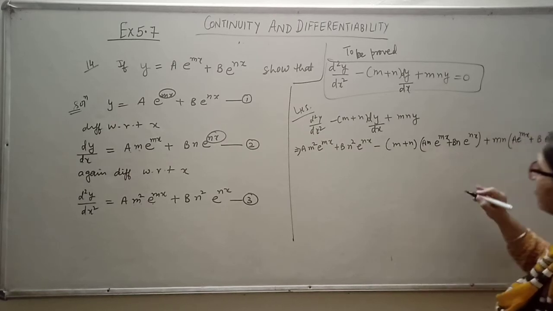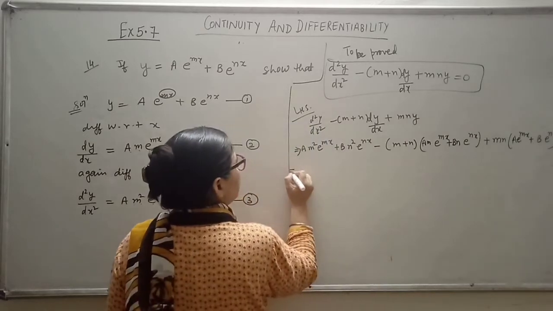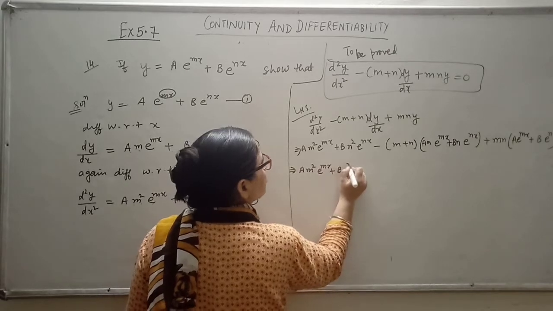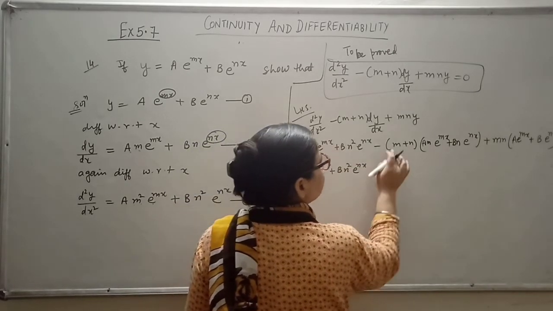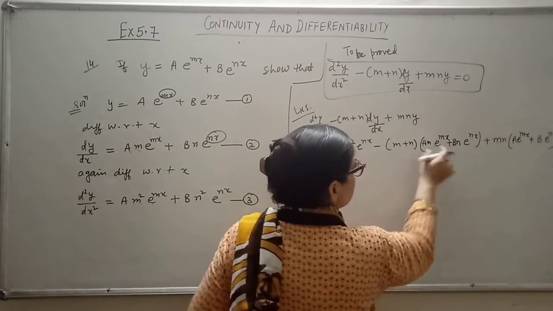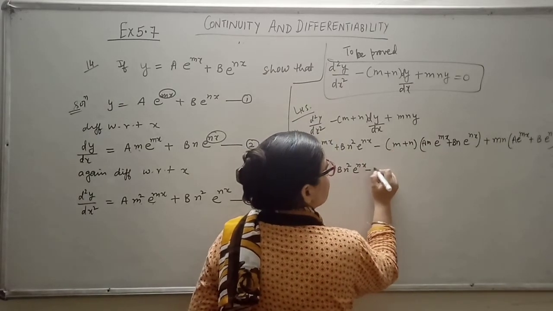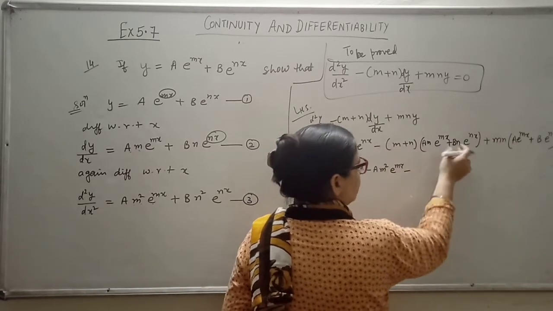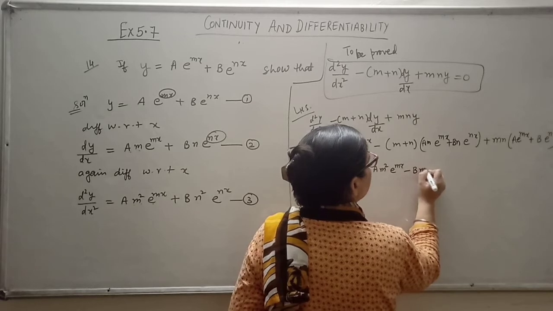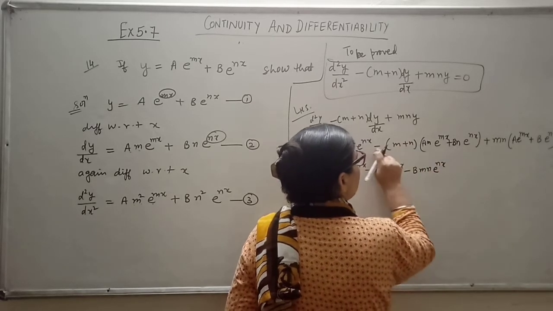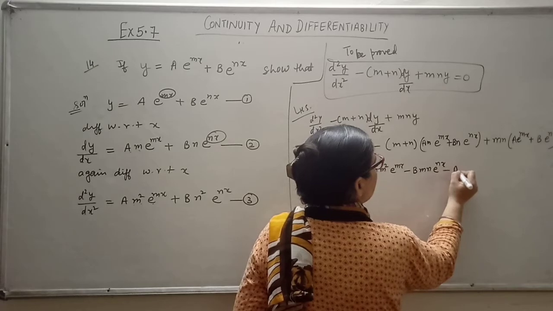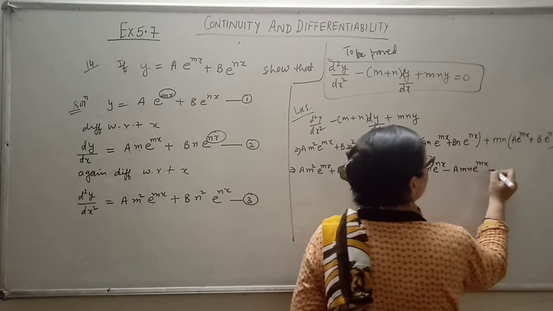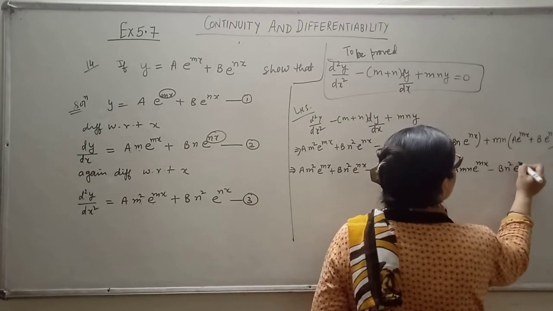Now I will simplify it. I will open it and prove that this is equal to 0. This I have written as it is. First of all, I will multiply minus m with this: minus a m square e raised to power mx, minus b m n e raised to power nx. Now minus n multiplied gives minus a m n e raised to power mx. Then minus n multiplied with the second term gives minus b n square e raised to power nx.